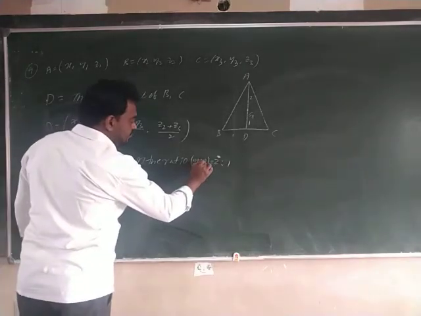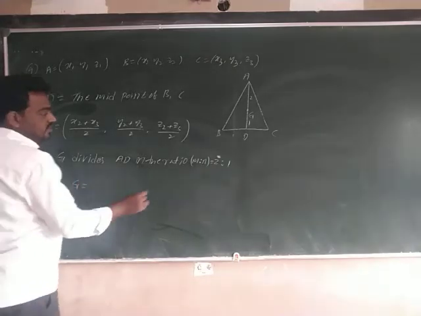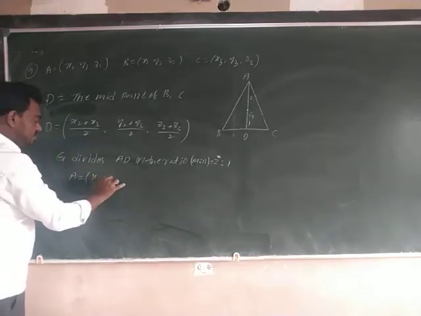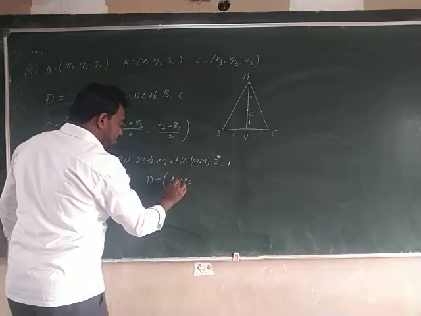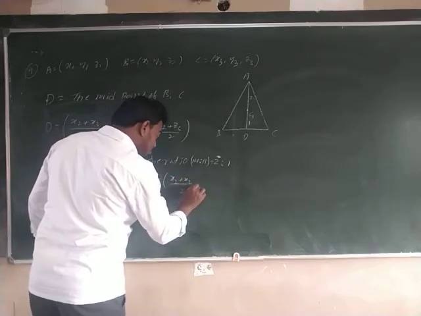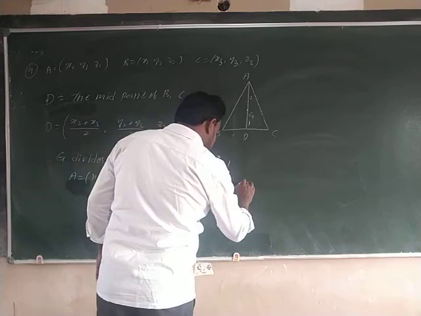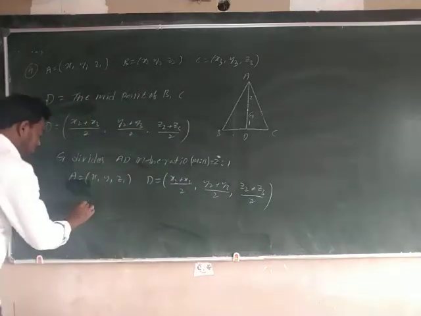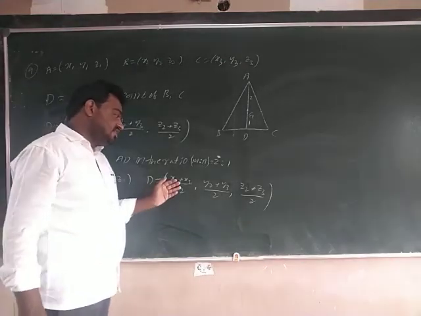So now G is equal to, by the formula, (m x2 plus n x1) by (m plus n). What are the coordinates of A? A is (x1, y1, z1). Next, D's coordinates are ((x2 plus x3) by 2, (y2 plus y3) by 2, (z2 plus z3) by 2). Now G is equal to the formula (m x2 plus n x1) by (m plus n). This is x1, y1, z1, and this is x2, y2, z2.